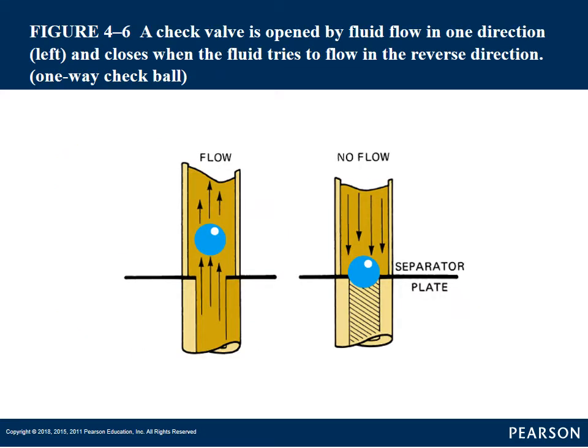Here is a one-way check valve. What usually happens with a one-way check valve is it is designed where you'll have two holes in your separator plate. You'll have a big hole and a little hole. They use that check valve to help control how much pressure goes to a clutch pack.